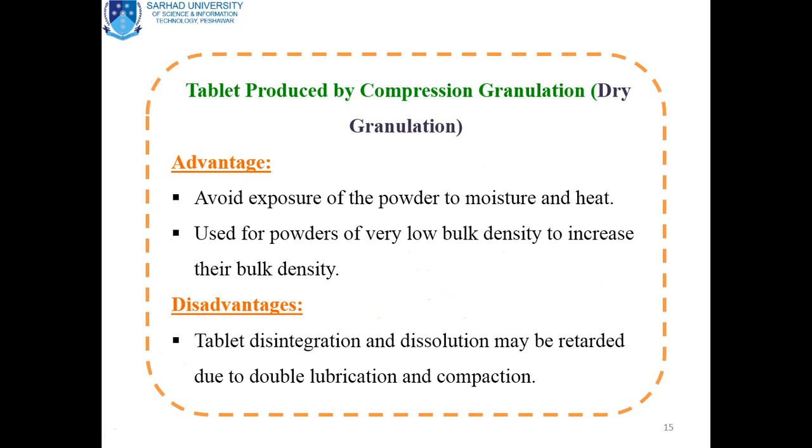Tablets produced by compression granulation or dry granulation have certain advantages, including no exposure of the powder to moisture and heat, and it is used for powders of very low bulk density to increase their bulk density. There are certain drawbacks in this process of dry granulation, including that tablet disintegration and dissolution may be retarded due to double lubrication and compaction.